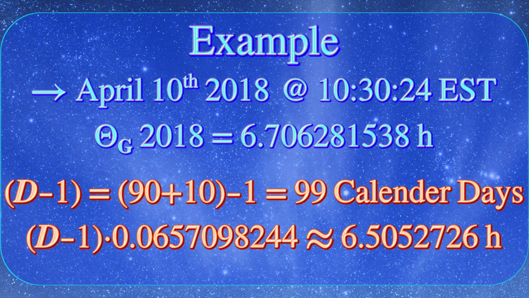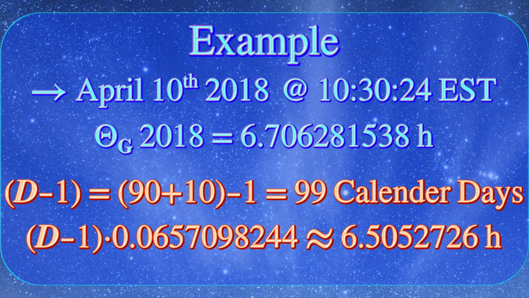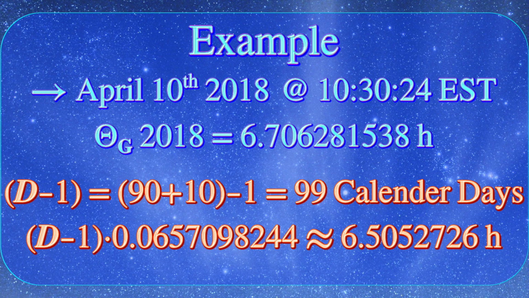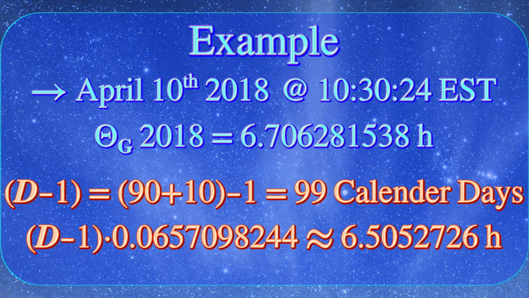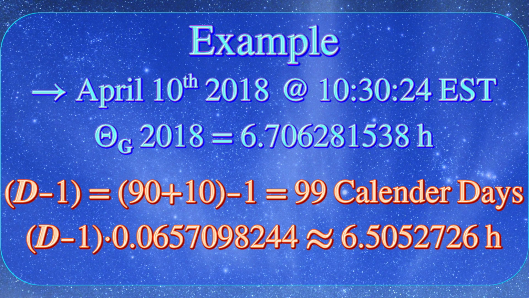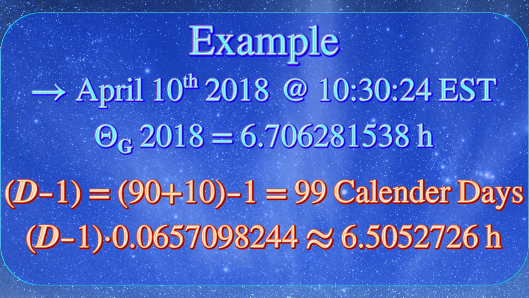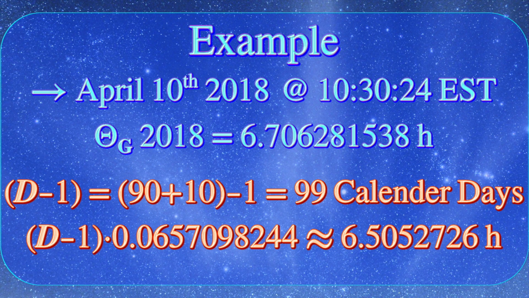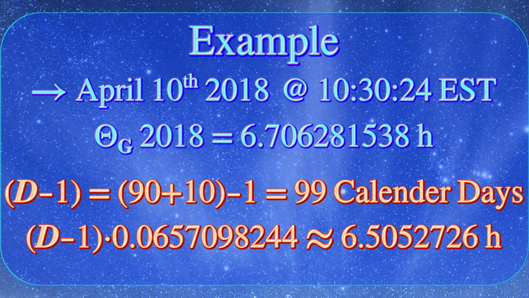For example, to calculate the GMST on April 10, 2018 at 10 hours, 30 minutes, and 24 seconds Eastern Standard Time using the GMST of the 2018 epoch, the calendar days elapsed since the epoch would be equal to 89 days from January 1st to April 1st. Since 2018 is a standard calendar year, plus 10 days for the date, which equals 99 days in total. Remember to subtract 1 from the summation of days, since the January 1st calendar day counts as day 0.